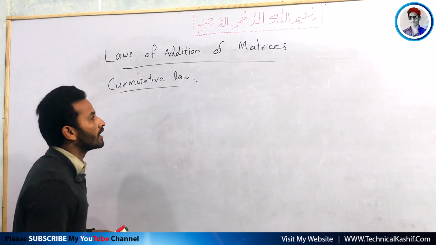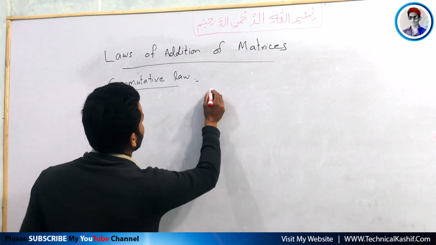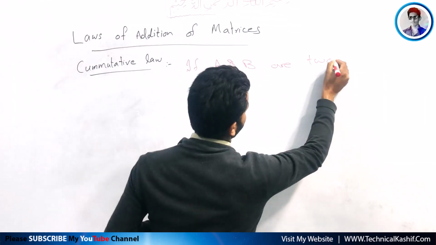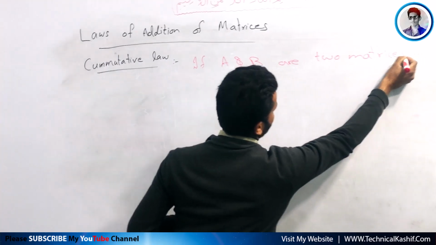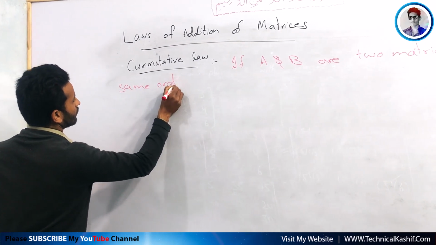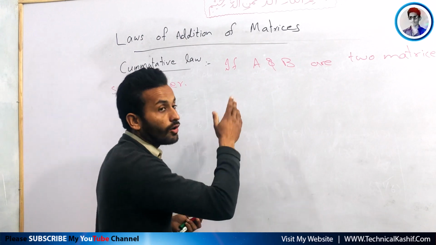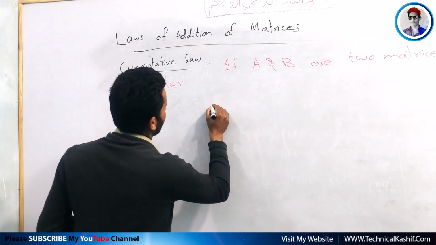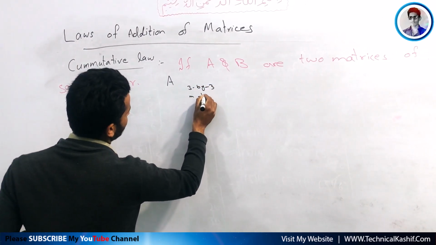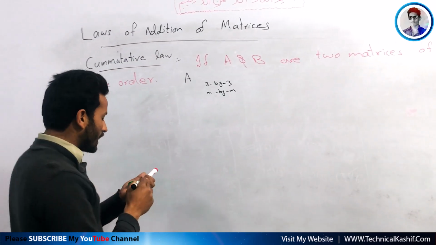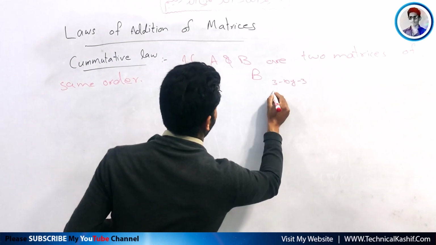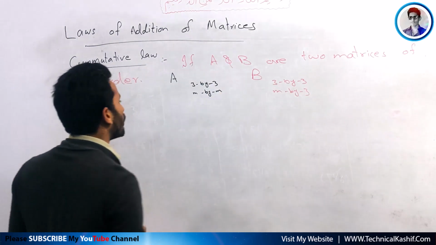The first one is the commutative law. In the commutative law, if A and B are two matrices of the same order, as we can add two matrices of the same order, a matrix A of order 3 by 3 or m by m, and B a matrix of order 3 by 3 or m by m, then we can add both of them.